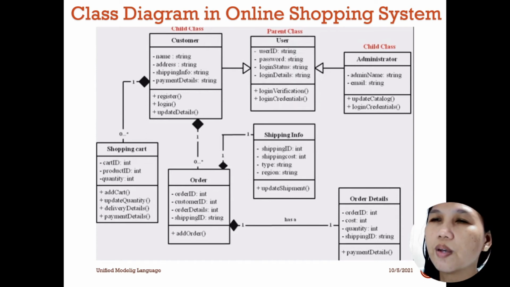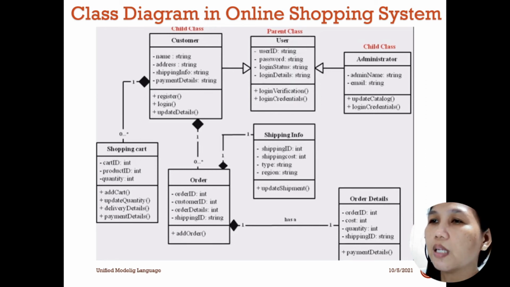Under the child class, we have the different classes, which are shopping cart and then order. We have attributes composed of cart ID, product ID, and quantity. What are its operations? We can add to cart, we can update, we can deliver, and then the payment. Under the child class also is the order. Here the class name is order, and then we have the attributes ID and customer ID, and its operation, which is add order. And then under add order, we have the shipping info and order details classes.